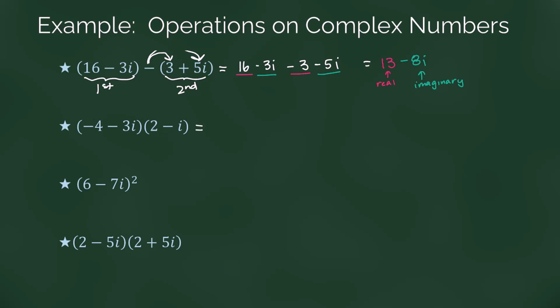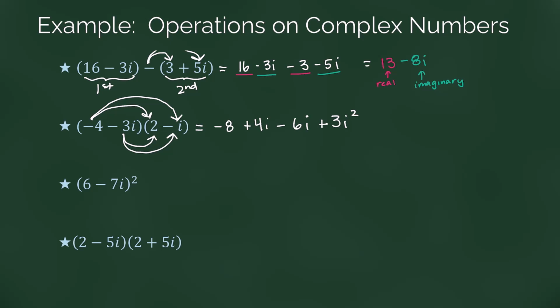We're going to use FOIL, or the distributive property, in order to do that. So I'm going to do negative 4 times 2, which gives me negative 8. Then negative 4 times negative i: the two negatives combine to give me a positive, so I get positive 4i. Then negative 3i times 2, which gives negative 6i. Then last, negative 3i times negative i. Again, the two negatives combine to give me a positive, and I get 3i squared.